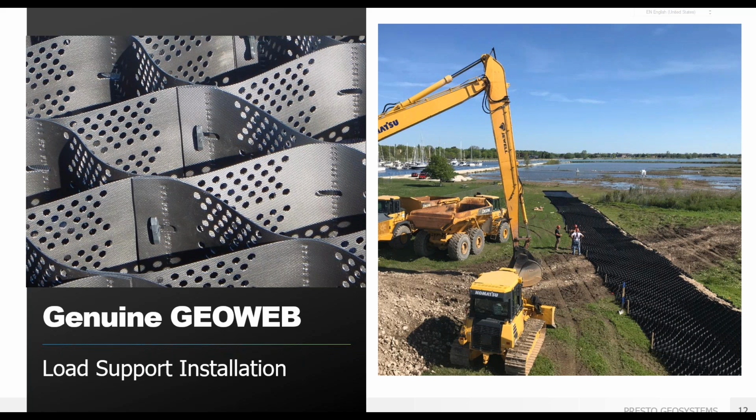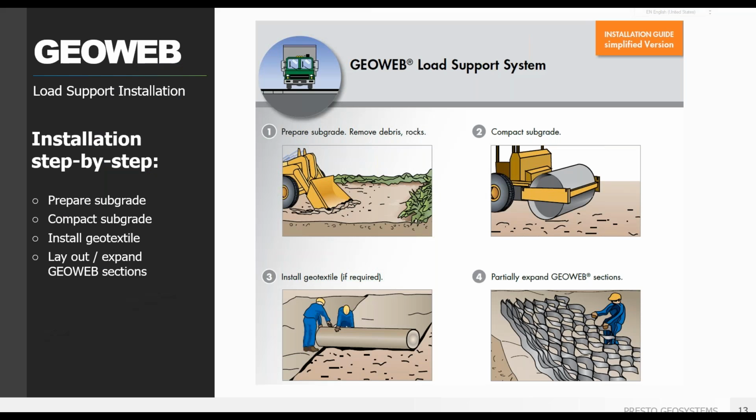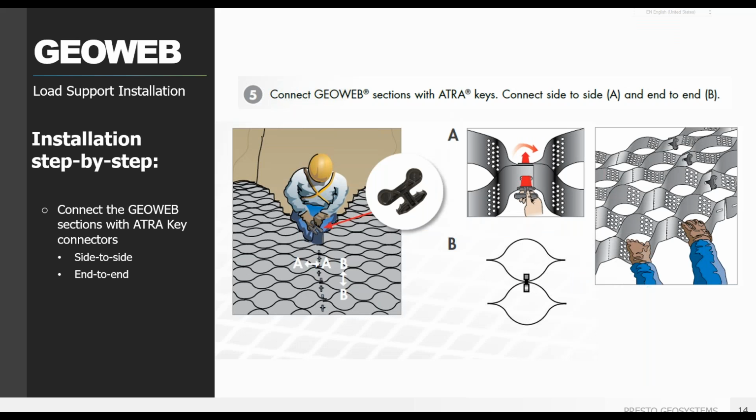Soft subgrades like the harbor wetlands seen here are where GeoWeb geocells shine. So here's a quick overview of that installation process. You start by getting the subgrade ready, then geotextiles or other planar geosynthetics as required by design. Next, lay out the GeoWeb sections. The GeoWeb sections are then interconnected.